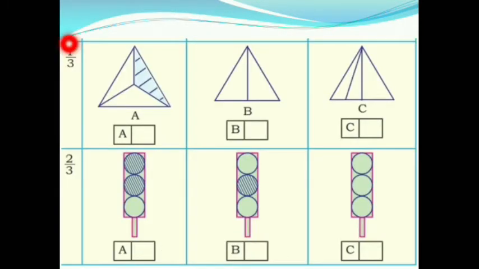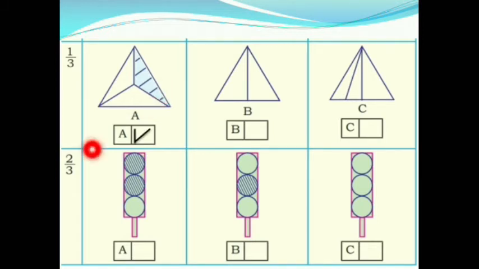Here we have 1 by 3. Here the denominator is 3, so the figure is divided into 3 equal parts. And the numerator is 1, so one part of the figure should be shaded. Here, which figure has one part shaded? Yes, this figure. So we will tick this figure.